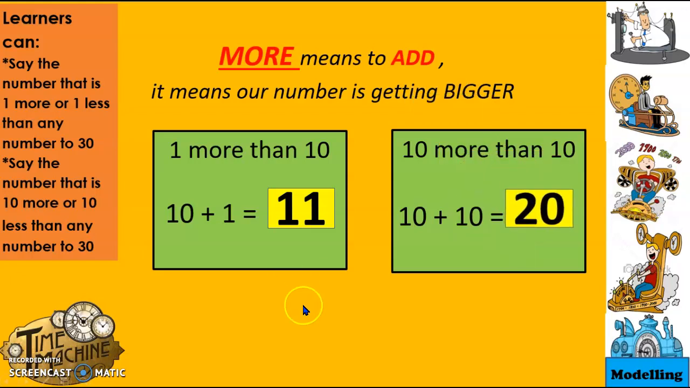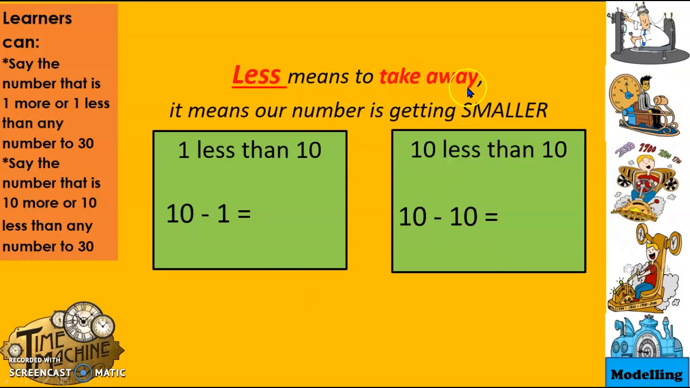Good, it's 20. Less means to take away. It means our number is getting smaller. 1 less than 10, it means 1 will be taken away from 10. To write correctly, 10 minus 1 is equals to? Good, it's 9. 10 less than 10 means 10 will be taken away from 10. To write, 10 minus 10 is equals to? Good, it's 0.